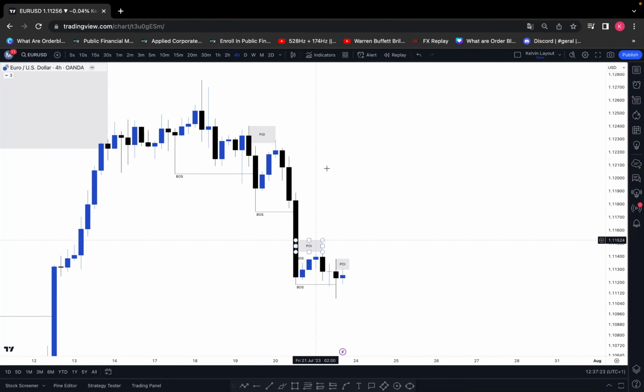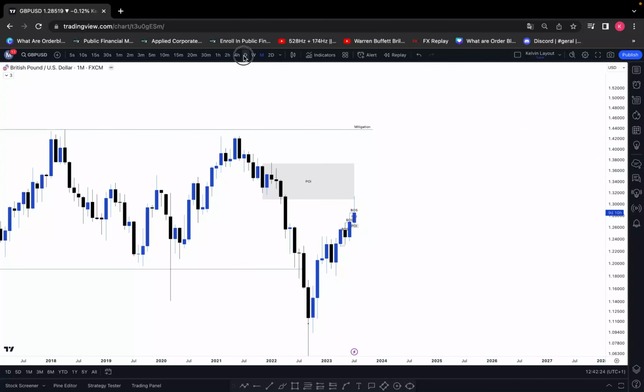Next page. GBP USD, we can use the monthly time frame. The monthly time frame is pretty clear as far as we can see. We had this break of structure, mitigation, then we had the second break of structure. Price came back to the supply zone right here, and we can see this wick right here. This actually is a very good reaction at this supply zone. So that just shows us how significant this supply zone is, right? So once price comes here, we can drop down to the daily time frame.